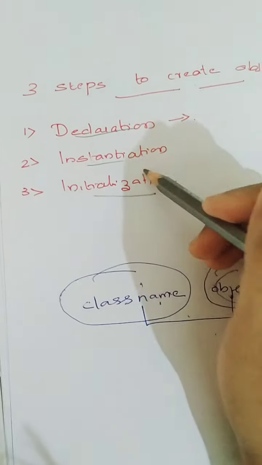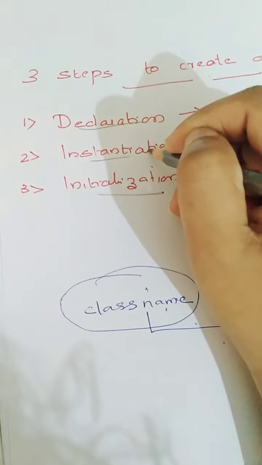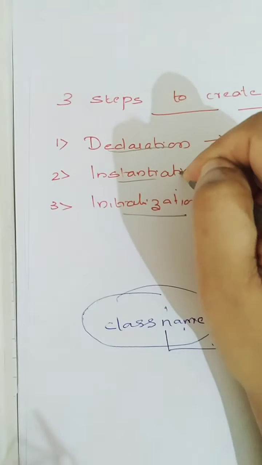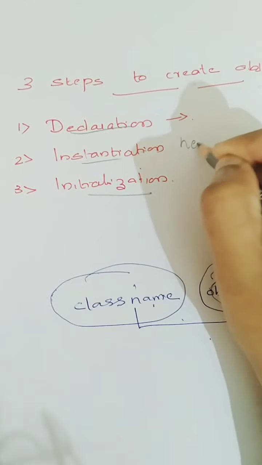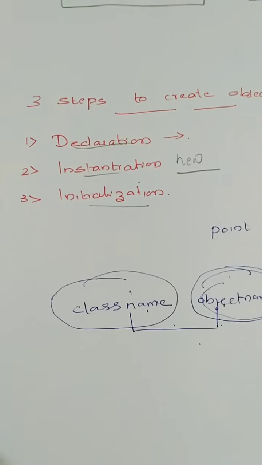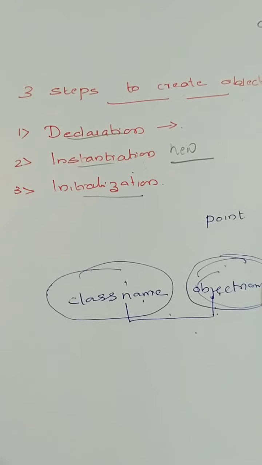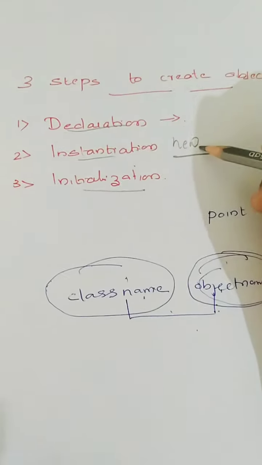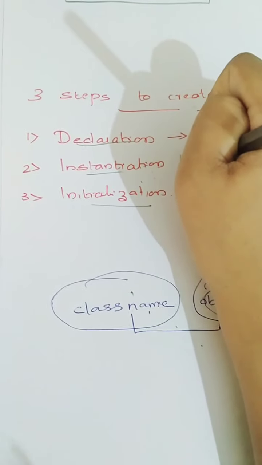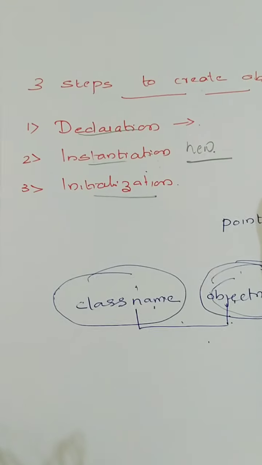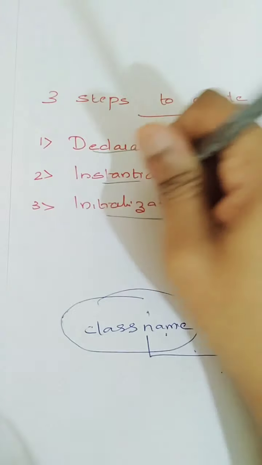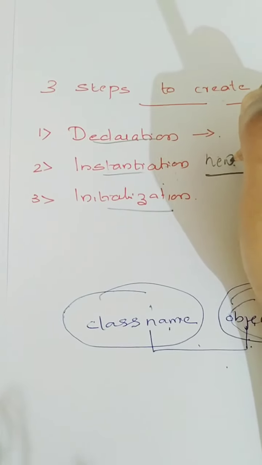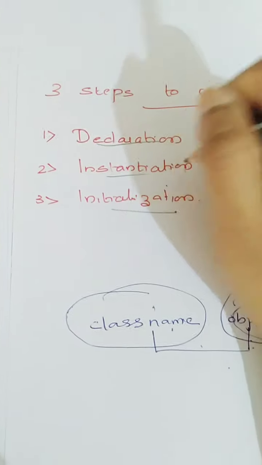Now moving to the second step, instantiation. Instantiation means creating an object by using the keyword new. When an object is created by using the keyword new, it will be allocated a memory. A memory is allocated for the object.